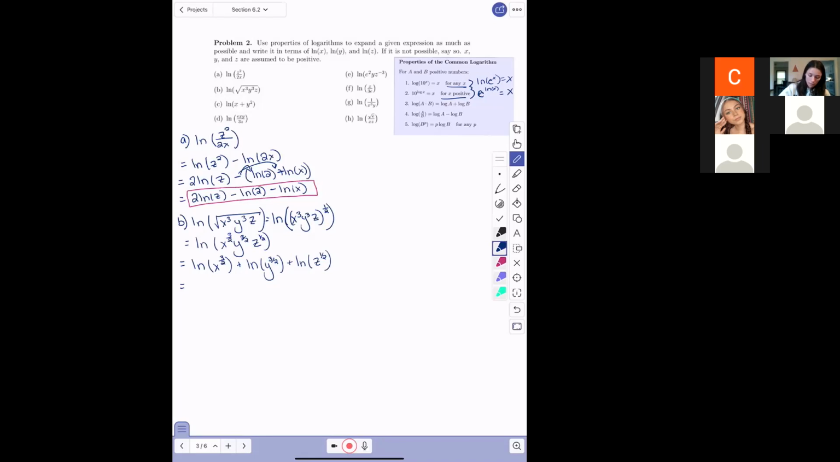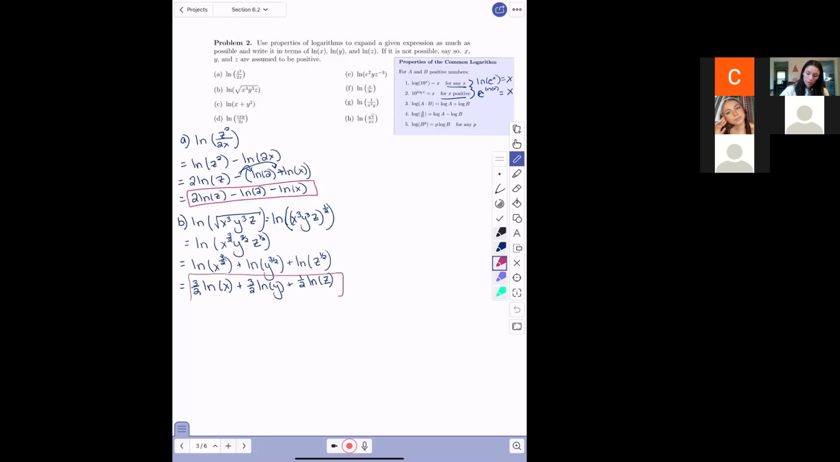So I'm going to go ahead and take my exponents. 3 over 2 gets multiplied by natural log of x, and then plus 3 over 2 gets multiplied by the natural log of y, plus 1/2 gets multiplied by the natural log of z. And that's your final answer.